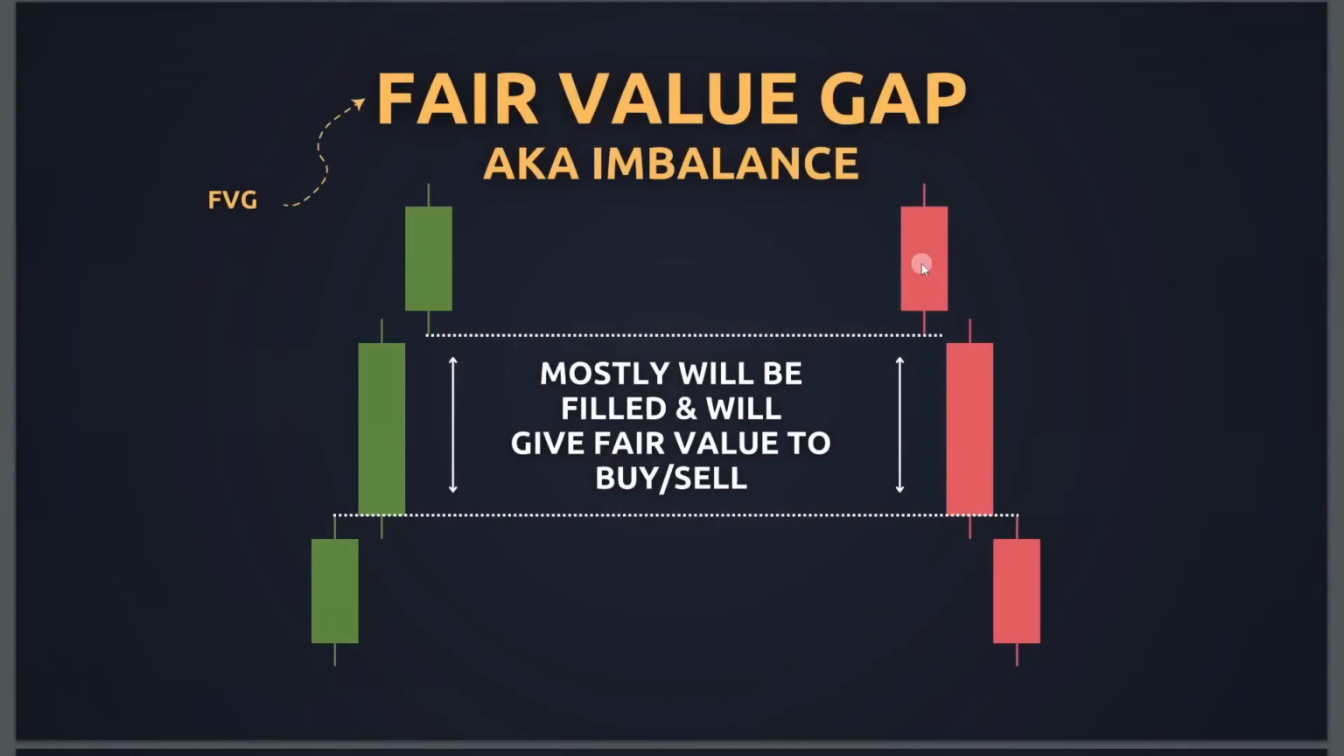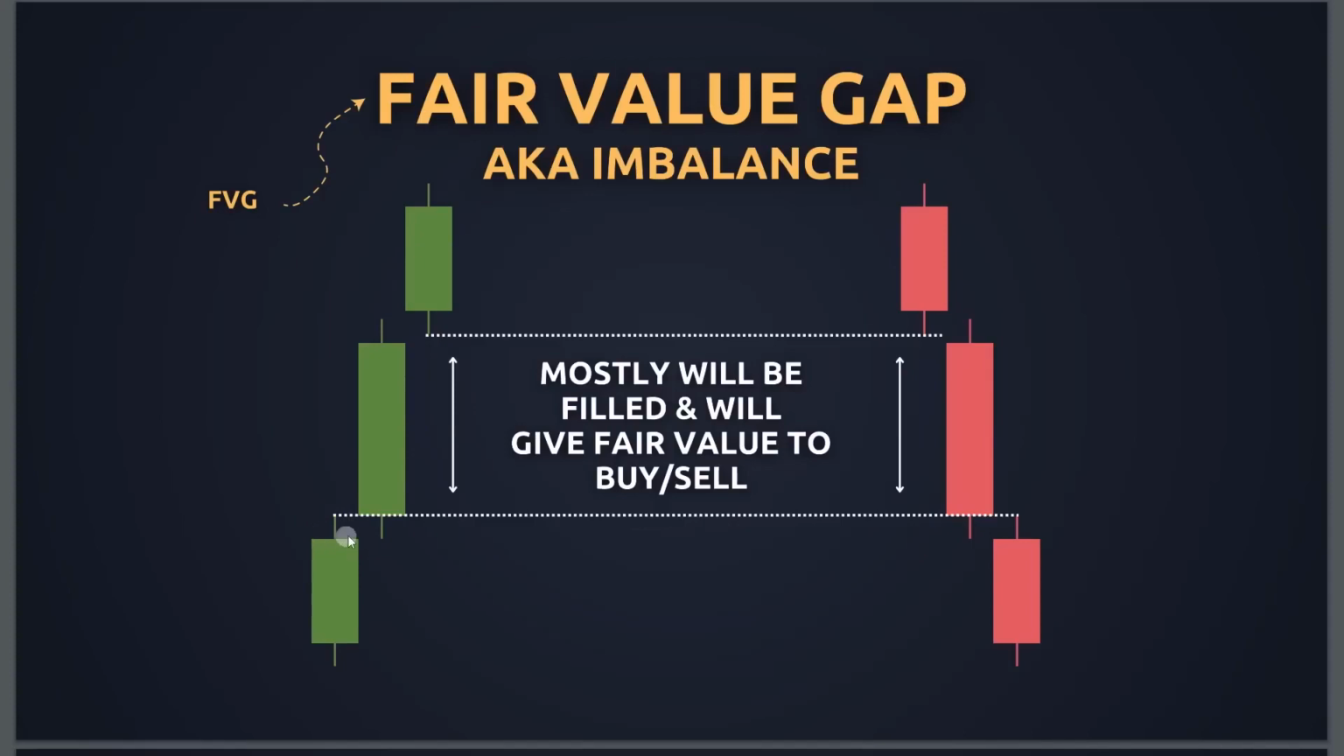Fair value gap, also known as an imbalance, is a three candle pattern. And in my opinion, fair value gap comes immediately after liquidity. So after knowing liquidity, I would say fair value gap is the second most important concept in ICT or SMC. So fair value gap is a three candle pattern. Let's consider this right here. First candle, second candle, third candle.